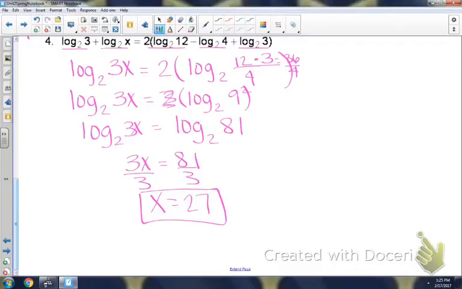Okay, so 3 different types. All logs, some logs, or no logs. So you can refer back to that front page to determine what you need to do with each type of equation that you have.